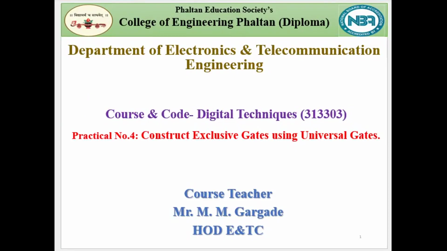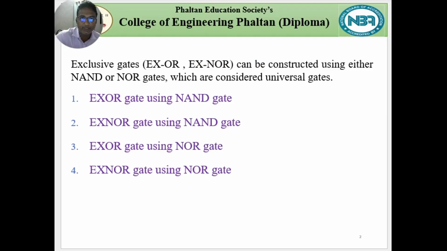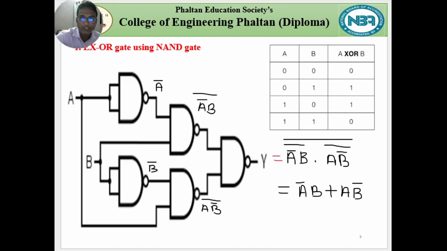So today we perform practical number 4, that is construction of exclusive gates using universal gates, of the Digital Techniques subject of SYENTC. There are mainly two types of exclusive gates, that is XOR gates and XNOR gates. These two gates can be designed by using NAND and NOR gates, that is universal gates. So first we see the design of XOR gates using NAND gates.